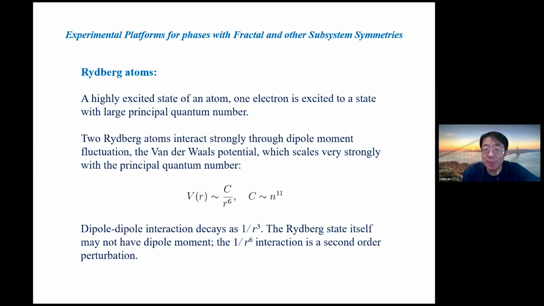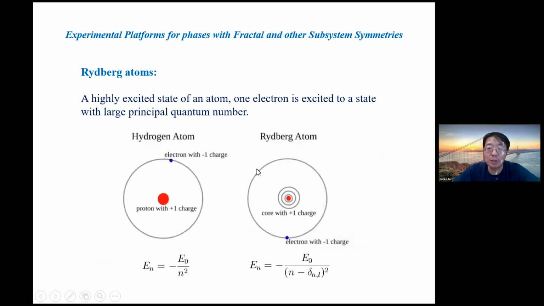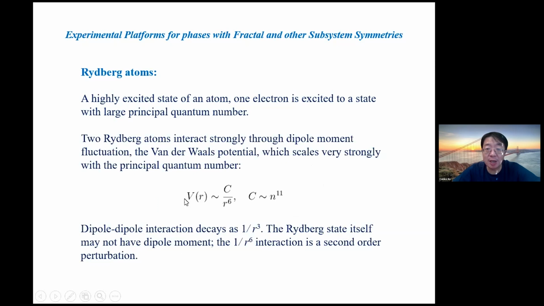We can also estimate the strength of the interaction. The coefficient of the van der Waals interaction scales with n to the power 11 of the principal quantum number. For example, in Rydberg atoms, people can excite the electron to an orbit with n equal to maybe 100. Then the van der Waals interaction can be enormous, very, very large. So two atoms nearby on the lattice have a very strong van der Waals interaction.